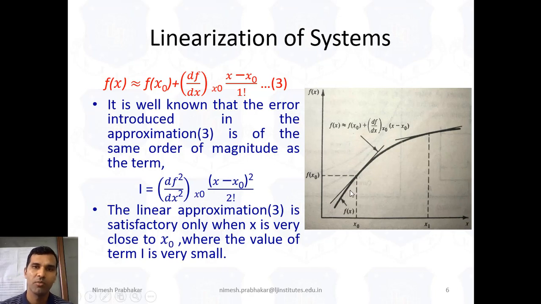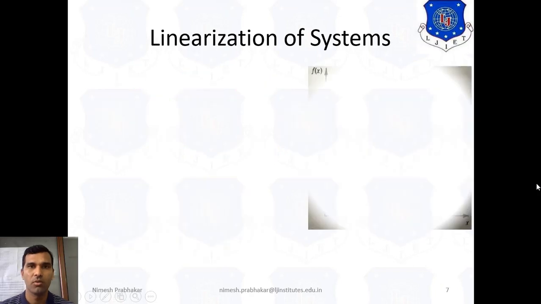See here, the behavior of this system is approximately linear when this function x is near the x0 value, because otherwise it is non-linear. This is possible because at that time the error term is very small, so we can write this term.